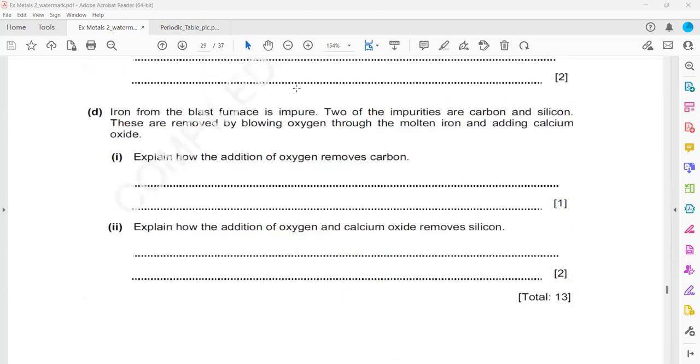The next one: how does the addition of oxygen remove the carbon? What actually happens when we convert iron into steel? Carbon reacts with oxygen to give carbon dioxide. And how does the addition of oxygen and calcium oxide remove the silicon? It will form calcium silicate, or we can also say slag. Silicon reacts with oxygen to give silicon oxide, and then silicon oxide reacts with calcium oxide to form slag.